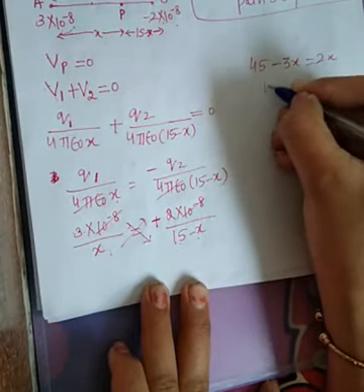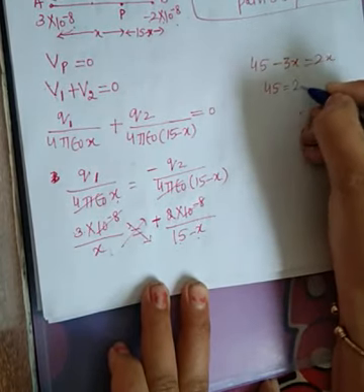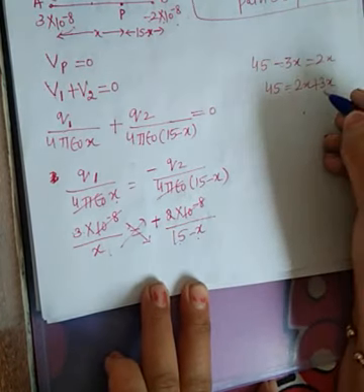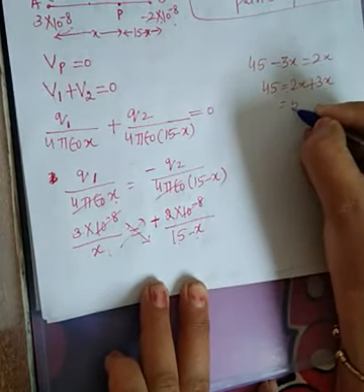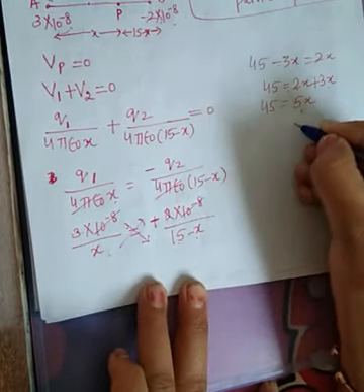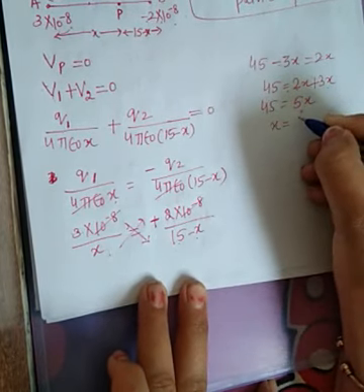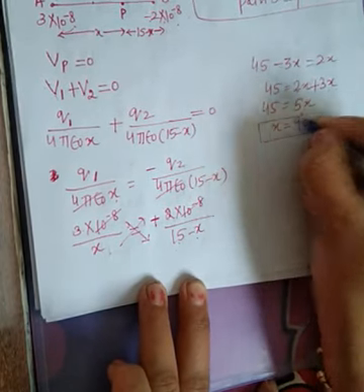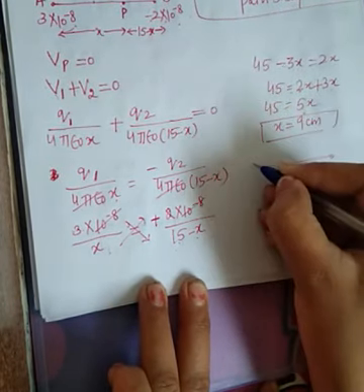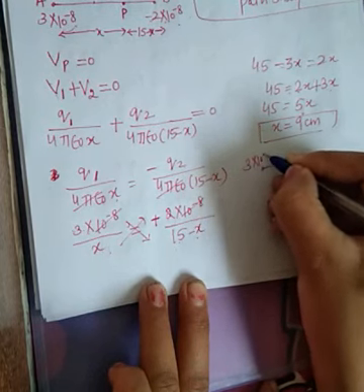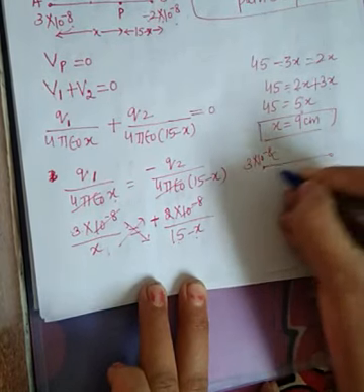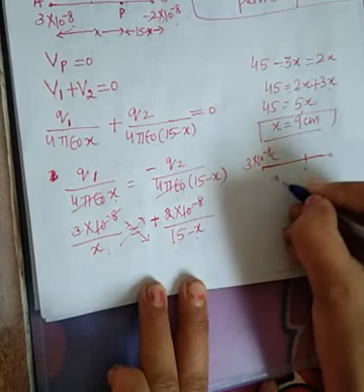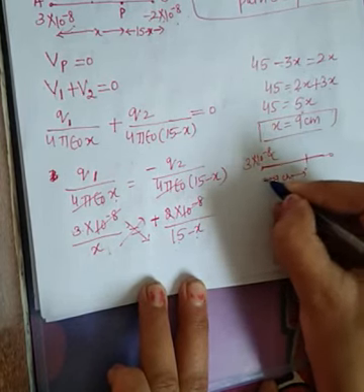So 45 is equal to 2x minus 3x; taking it to the right, it becomes plus 3x. 2 plus 3 is 5x, so 45 equals 5x. So x will be 45 upon 5, that is 9 centimeter. So from the first charge, that is 3 into 10 raised to power minus 8 coulomb, at a separation of 9 centimeter, potential is 0.